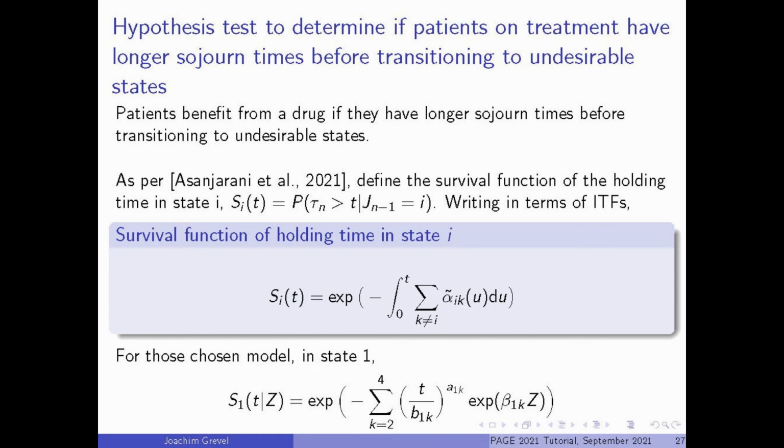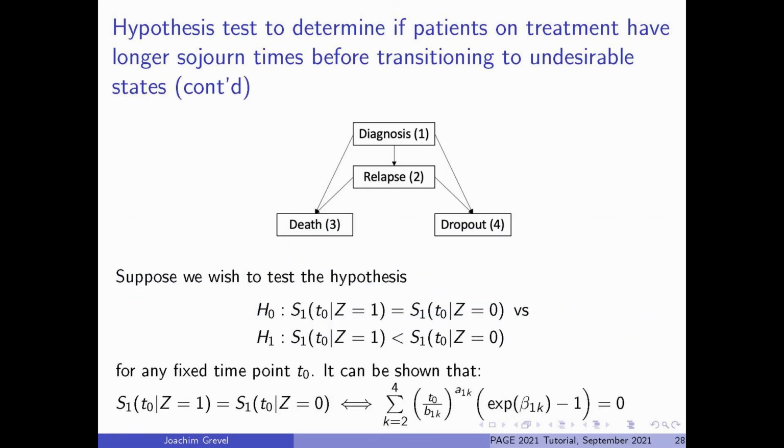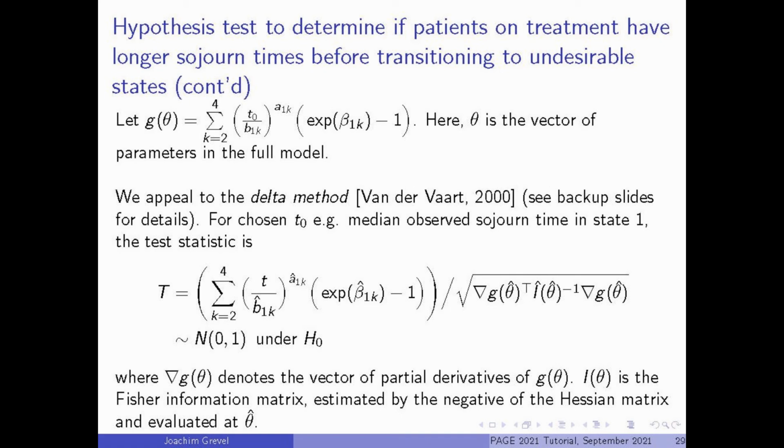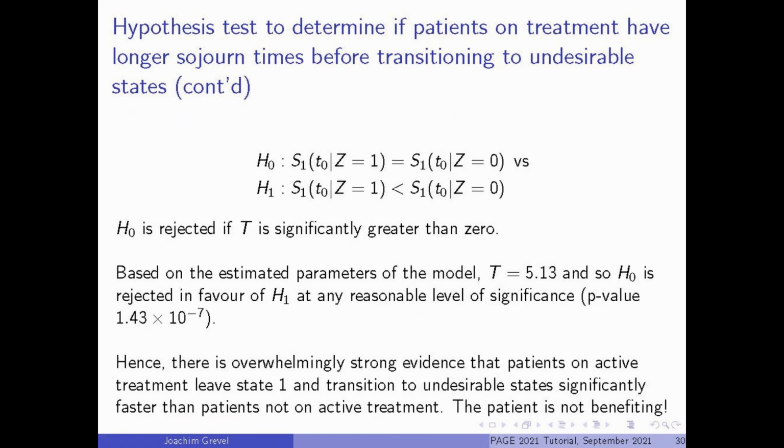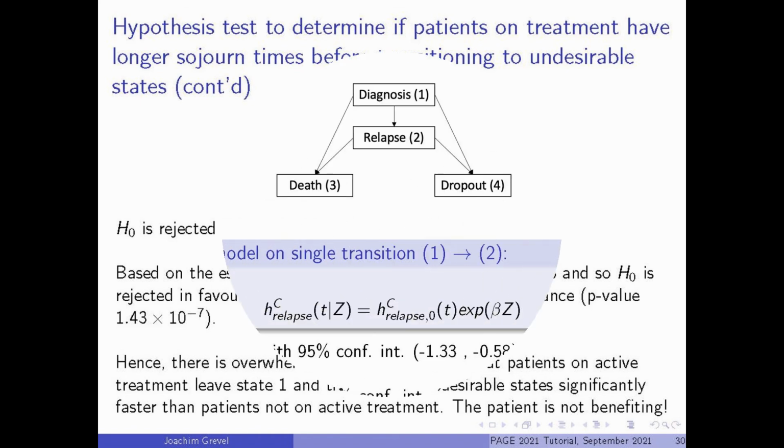We now apply a hypothesis test on the survival function of the holding time in state 1. Our null hypothesis and alternative hypothesis are formulated here, and we can show that at any fixed time point, the null hypothesis that survival is equal for both treatment arms can be rejected. When we do the math for this hypothesis test, we apply the so-called delta method. We can show at a reasonably low significance level that patients on active treatment leave the starting state, the diagnosis, faster than patients on placebo.